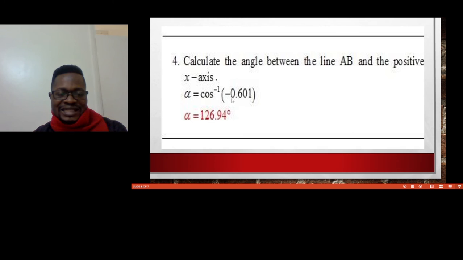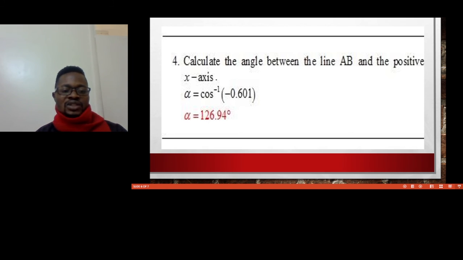To find that angle, it is simply cos inverse of that value you were given in the x-axis, and the value we got was negative 0.601. So put in your calculator, cos inverse of this number will give you 126.94 degrees, and that is the angle.